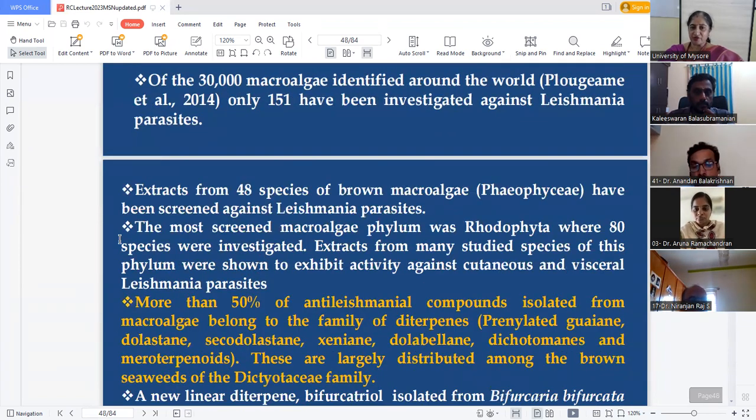And extracts, some of the study also reports that 48 species of macroalgae belonging to the brown algal family, that is Phaeophyceae, have been screened against Leishmania parasites. And a little lesser, even Rhodophyta members, 80 species of them, have been employed for studying the relevance of the extracts against both kinds of Leishmania parasites.